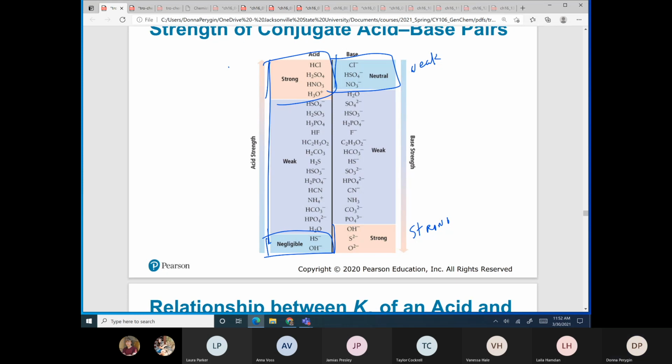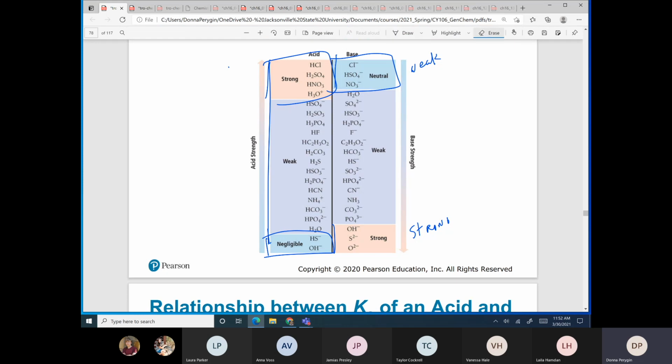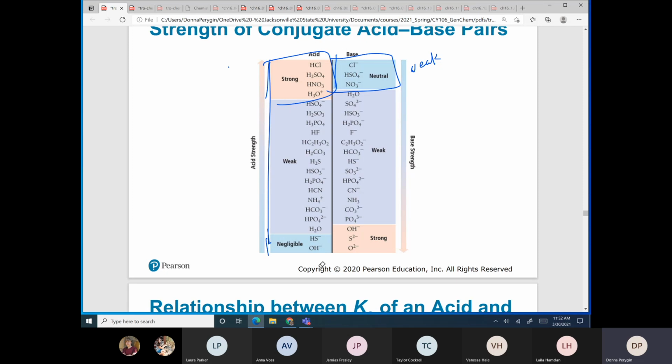I don't think these are the examples I wanted to use though for the bases. So let's not worry about the bases on this one, okay?